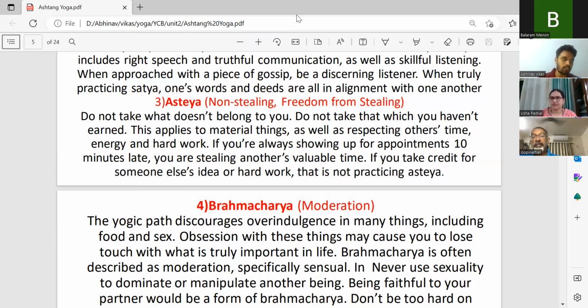He is saying, if you follow this, what will happen? Ahimsa: in your presence, there will be no enmity. If you are following Satya, whatever you say will come true. Asteya: then you will get all the jewels in the world.